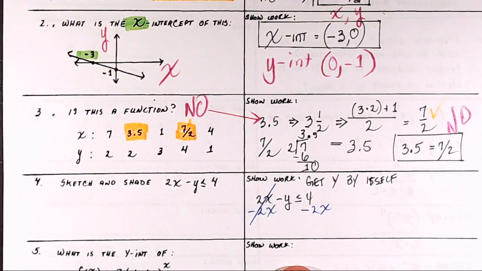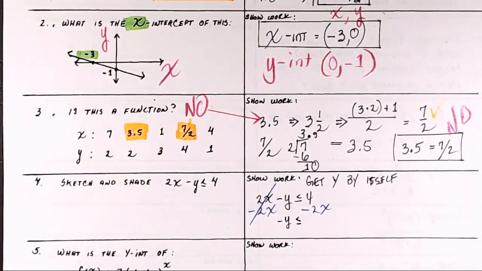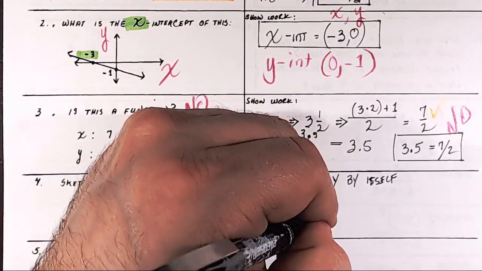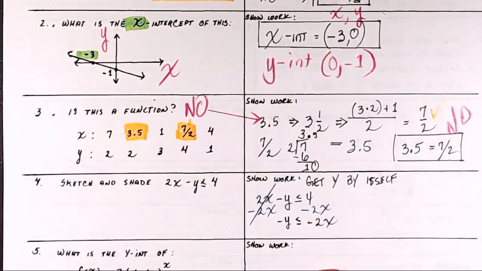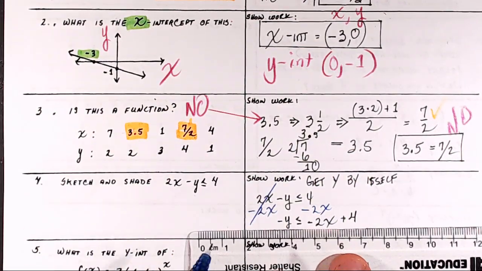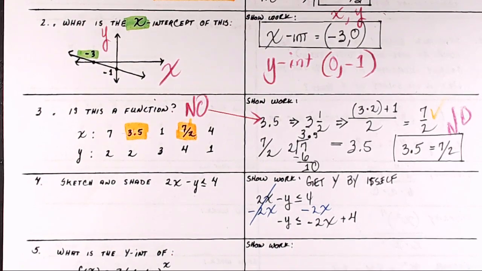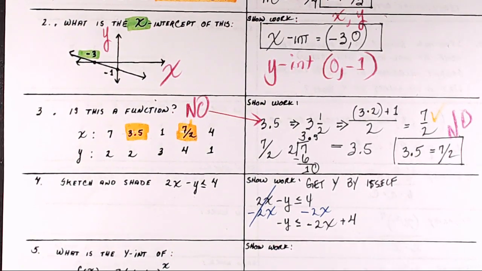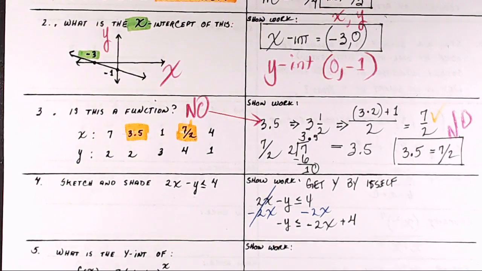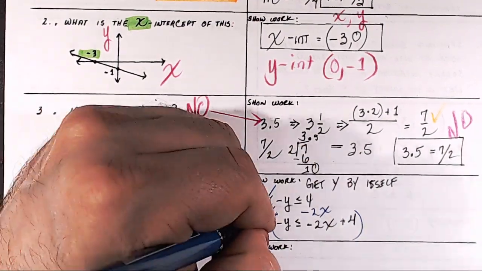Okay, 2x cancels out on the left, and on the left-hand side I've got negative y less than or equal to, and remember we always put the x term up front, negative 2x plus 4. Now I need to get rid of that negative in front of the y. When I do that, I will be multiplying or dividing everything by a negative number, so I'll have to flip that sign. Because when you multiply or divide an inequality by a negative number, you have to flip the sign. So I'm going to multiply everything by negative 1.